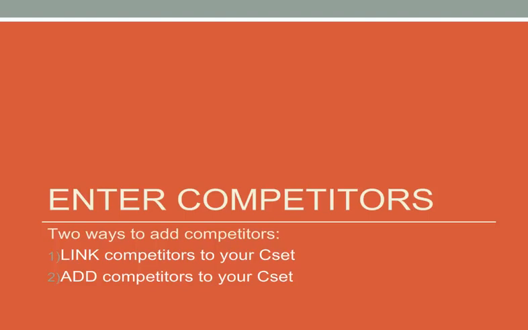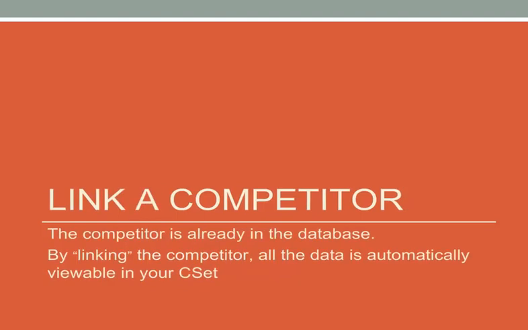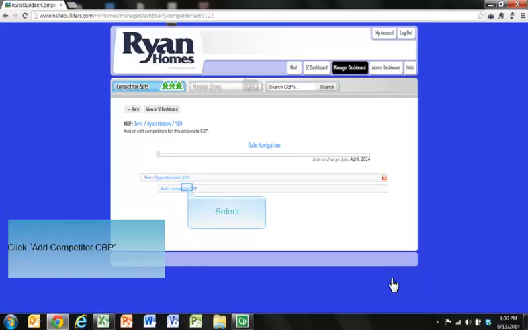Now it is time to enter your competitors. There are two ways to add competitors to your CSET. First, to link competitors to your CSET that are already in the database, and second, to add competitors to your CSET that are not currently in the database. If the competitor is already in the database, you want to link to that competitor. By linking the competitor to your CSET, all the data is automatically viewable in your CSET without you having to retype the information. From the Manager dashboard under Competitor Sets, click Add Competitor CBP.